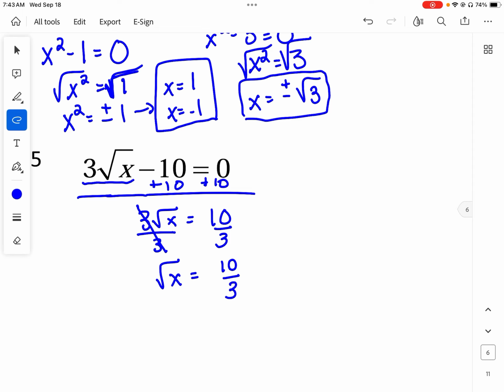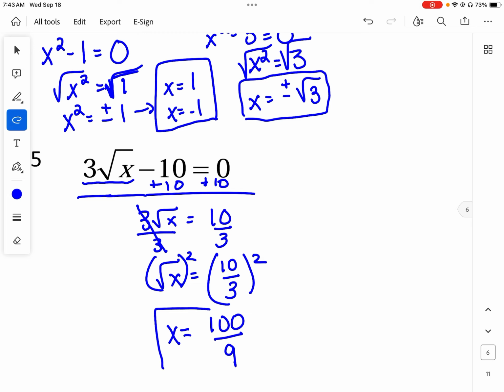And then I want it to just be x, so I do the opposite of square root, which means I need to square both sides. So I have to actually square 10 and square 3. And we can leave it just like that. If it could be simplified, we would, but that can't be simplified. 10 and 3 have no common factors.